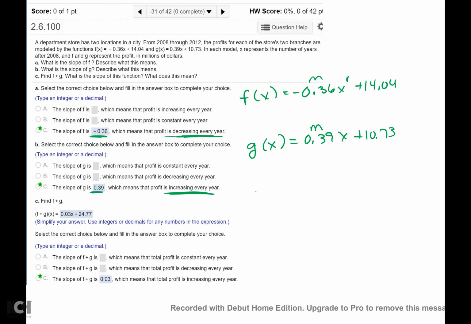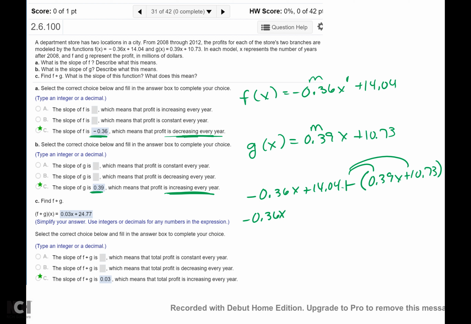So to find f plus g, I take negative 0.36x plus 14.04 minus 0.39x plus 10.73. Distribute your negative, and I have negative 0.36x.